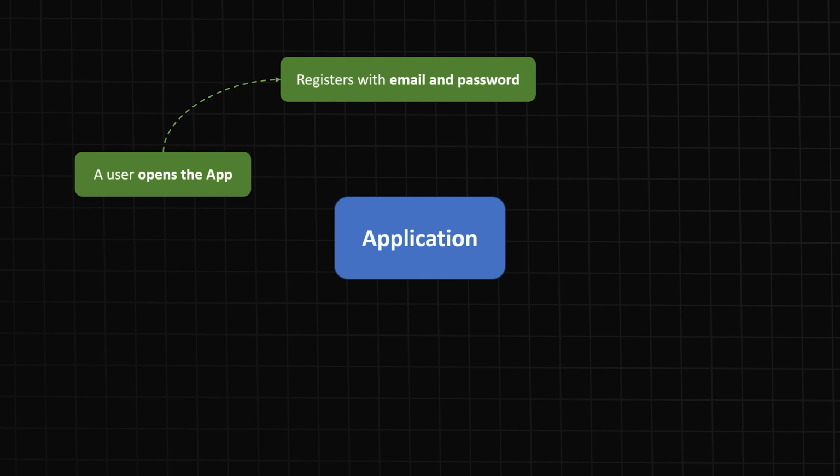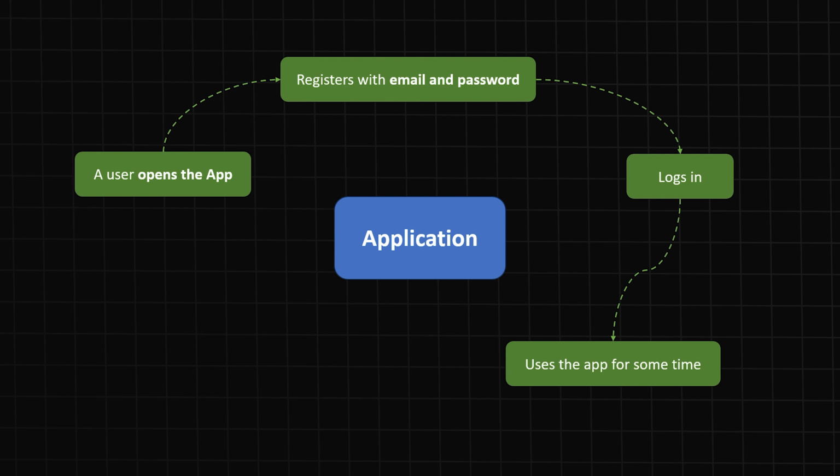Imagine a user opens an app. Now the user registers with email and password, logs in, and uses the app for some time. After that, the user closes the app, right? The next day, the user opens the app again. Let me ask you, does the user need to register again? Do other social media applications like Instagram, Facebook show the same behavior? Never, right? So clearly, real applications store data permanently.